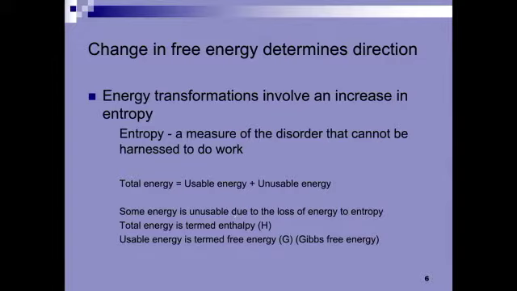So total energy equals how much energy we can use plus how much is unusable. The total potential energy is how much is converted into kinetic, as well as how much gets lost to the system. Some energy is unusable, gets lost, and total energy is called enthalpy. So we have entropy, that's the energy that gets lost that we can't use. Enthalpy is the total energy that we're trying to transform.